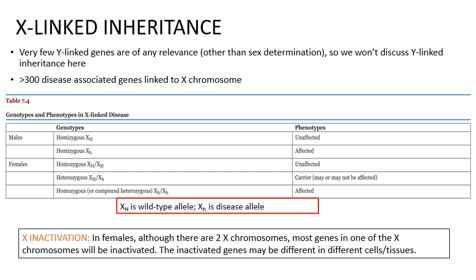Another unique situation with X chromosomes is something called X inactivation. In females, although they have two X chromosomes, most genes in one of the X chromosomes will be inactivated. This inactivation may be different in different cells and different tissues. So if there is a disease-causing variant in one copy of the X chromosome, very likely that could be silenced. That's why many carriers don't necessarily manifest, although sometimes there is skewed X inactivation, in which case carrier females may also be affected.